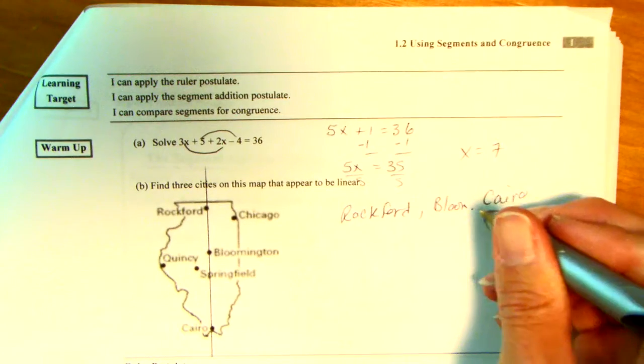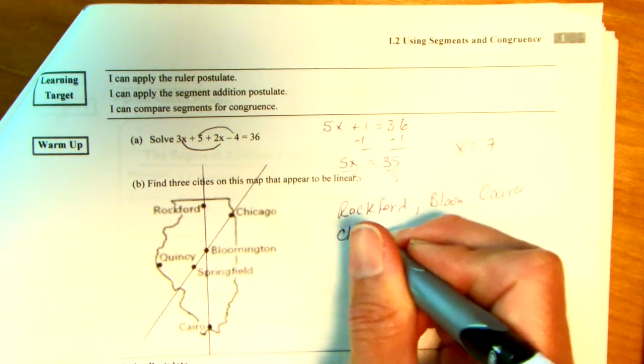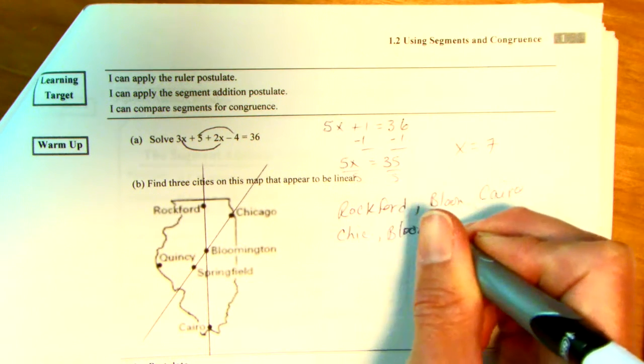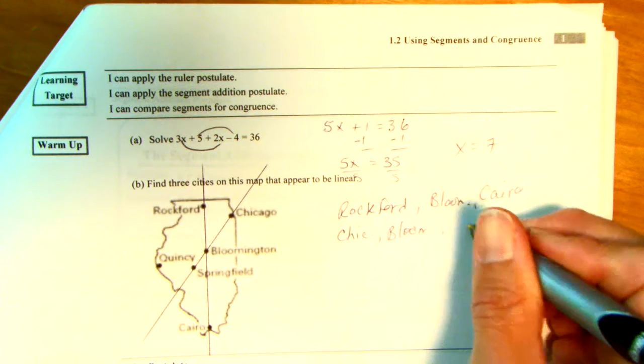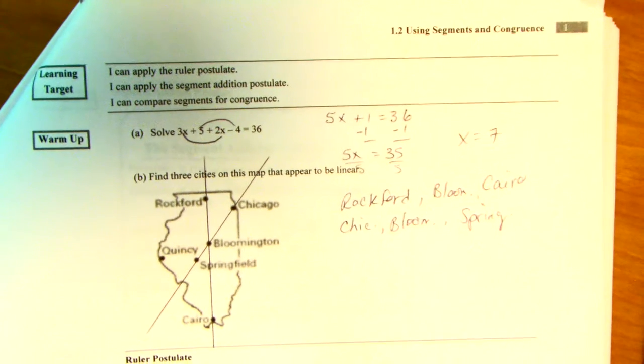But the one that popped out right away for me were these 3. I really don't know how much to scale that this is, but you have 2 options here: Chicago, Bloomington, and Springfield. All right, so those seem to be in straight lines. Actually, they look pretty good.